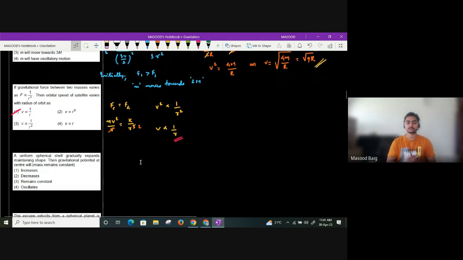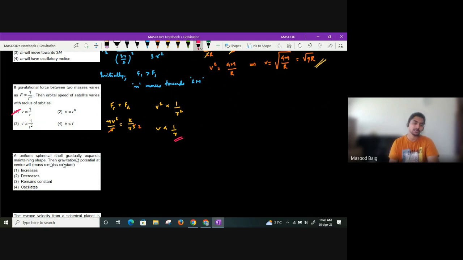Understood? Direct case again. A uniform spherical shell gradually expands, maintaining shape. Radius is increasing. They are saying what will happen to gravitational potential at the center. It will be potential inside, because the center is lying inside. Everywhere inside the shell, potential is constant. How much is it? Minus GM divided by capital R. Now what they are saying, mass is constant, shell is expanding. So as radius increases, R value is increasing. What will happen to potential inside?